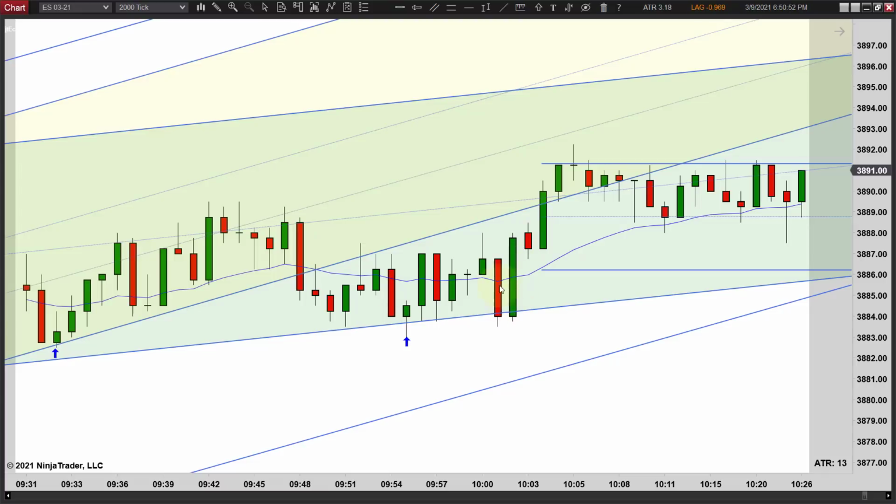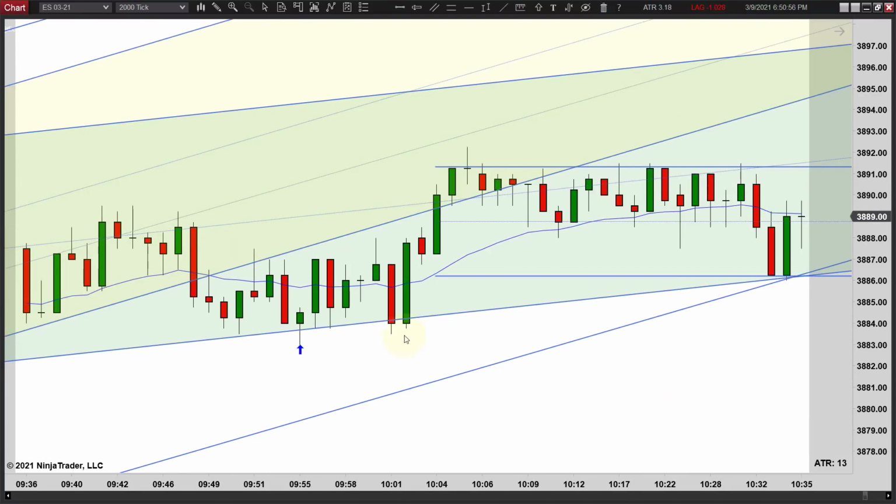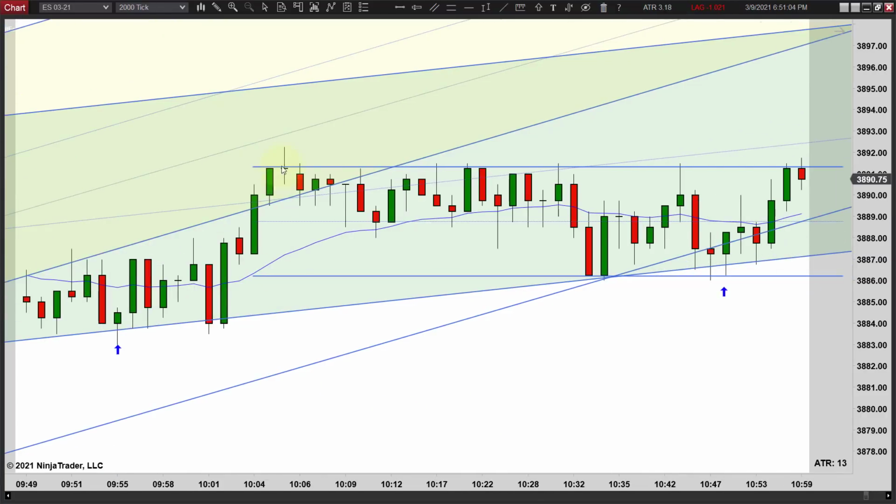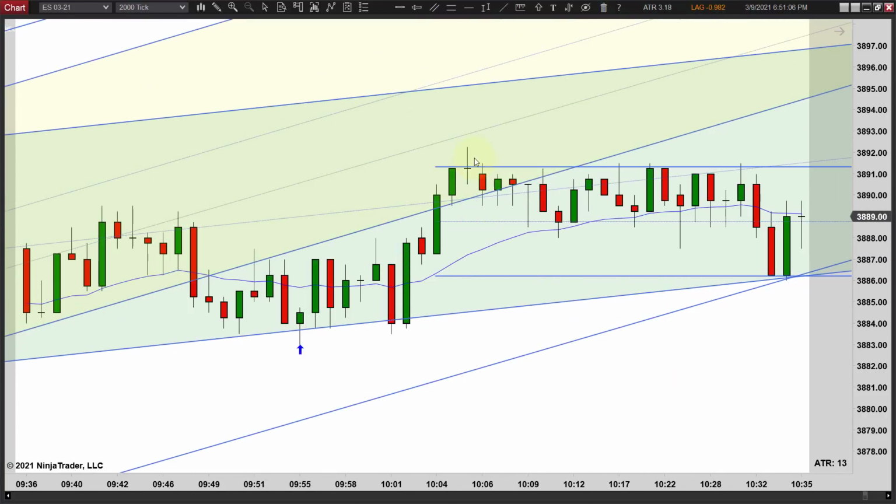The problem is this is your signal bar and it's just too bearish. And it's a lot of sideways action there too, but it is right off that key entry point. It's a shame we don't get a setup there.